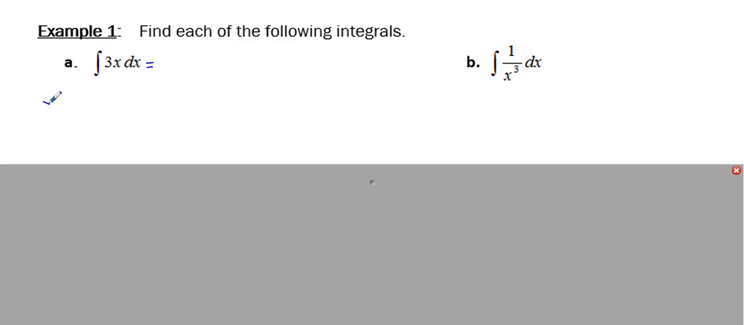Remember when I told you y prime equals 3x? You just kind of added 1 to the power, then you divided by that power. Same thing here. So add 1 to the power, x squared, divide by the new power, 3 over 2. Is that it? Plus c.